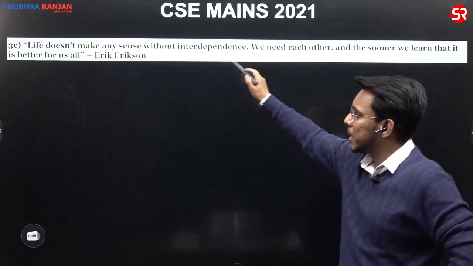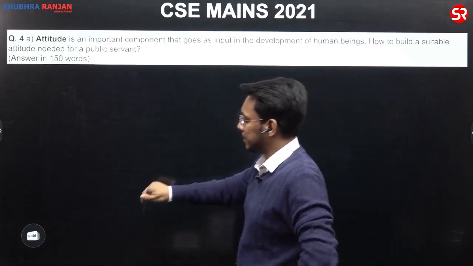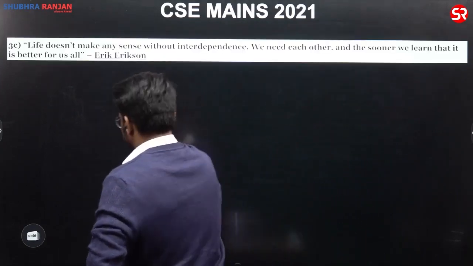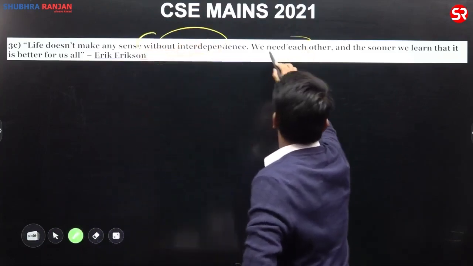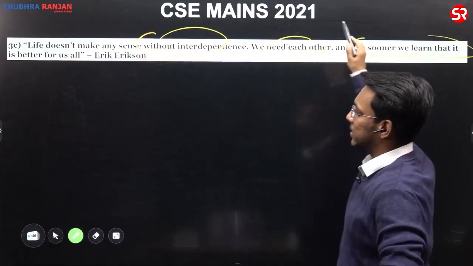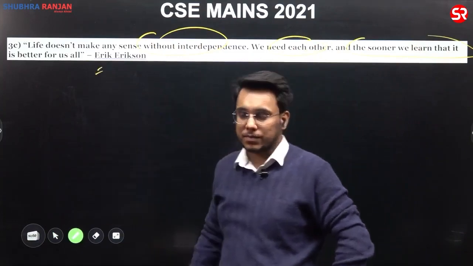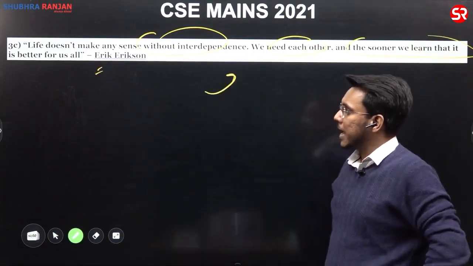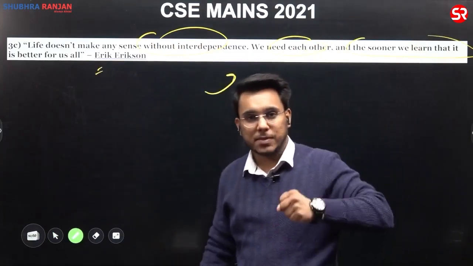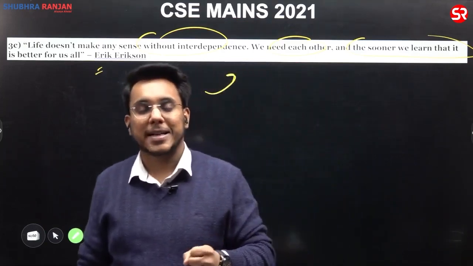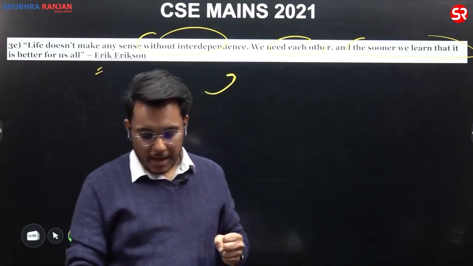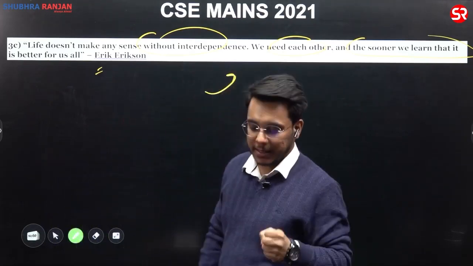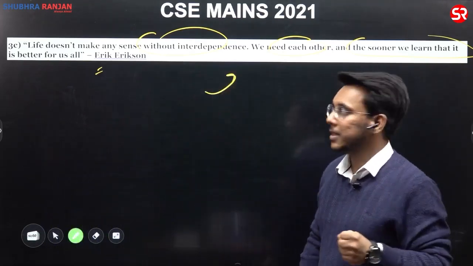Right? So life doesn't make any sense without interdependence. We need each other, and the sooner we learn that, the better it is for all. Okay? So the importance of mutual interactions, relationships, interdependence, and social connection is being talked about here. And all such things are very important in the present times.